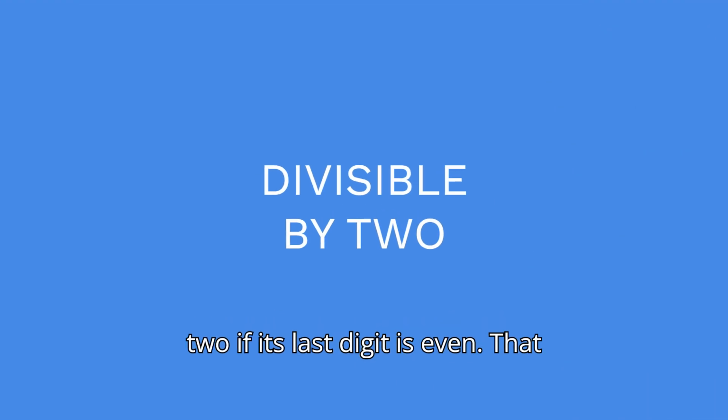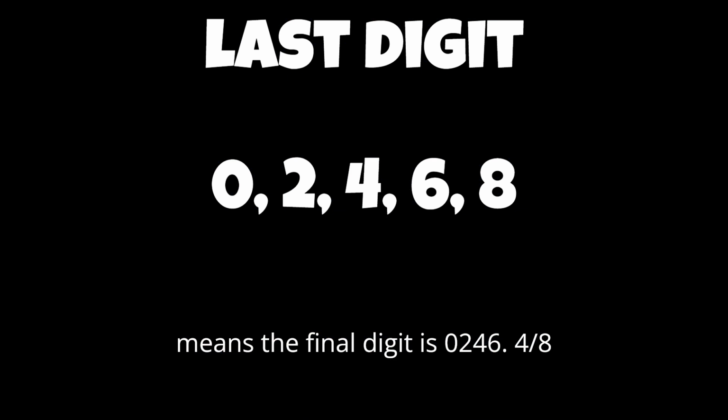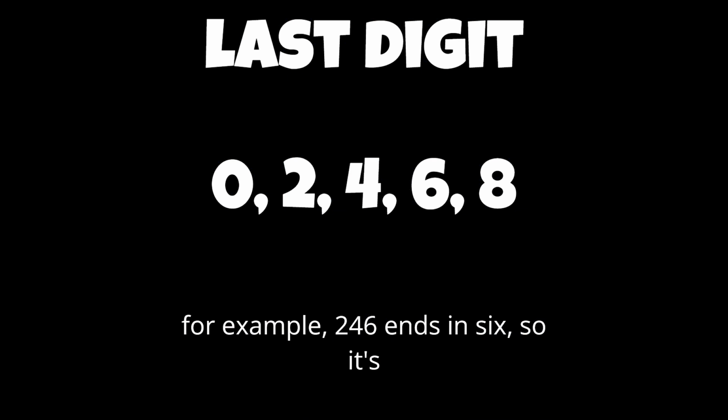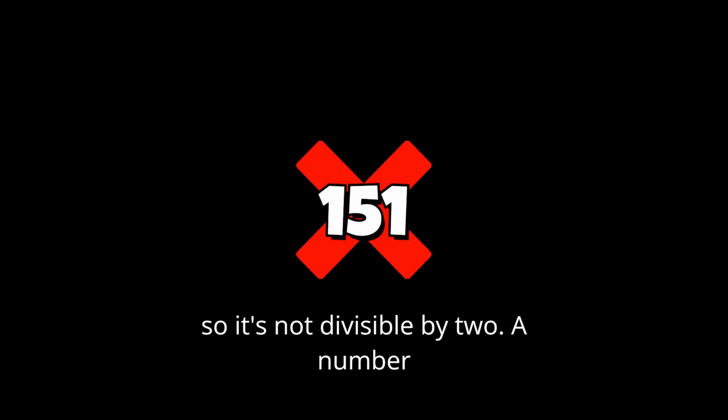That means the final digit is 0, 2, 4, 6, or 8. For example, 246 ends in 6, so it's divisible by 2. But 151 ends in 1, so it's not divisible by 2.